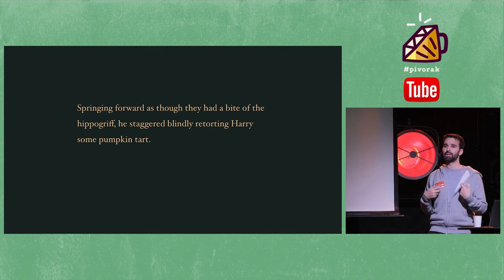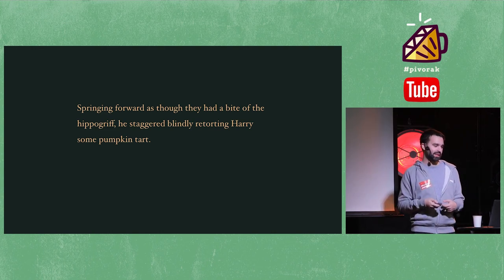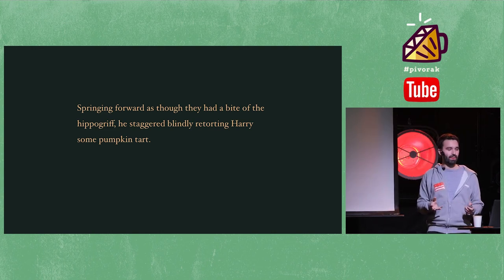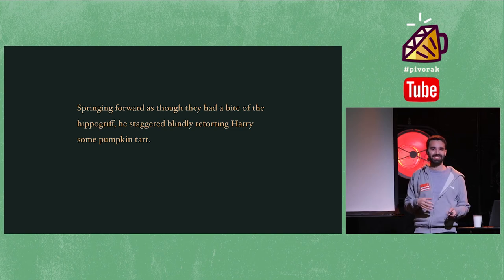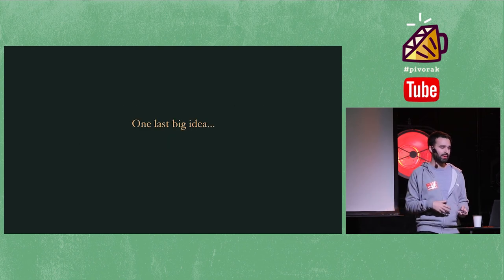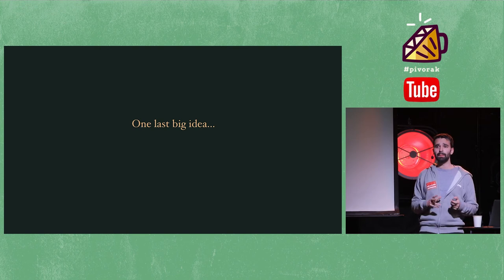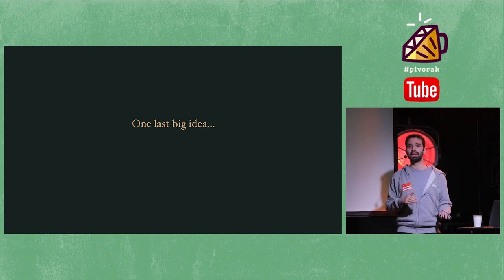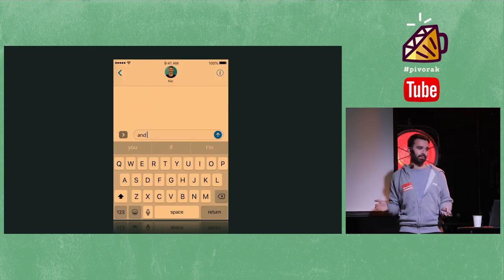And this gives us our most convincing story so far. "Springing forward as though they had a bite of the hippogriff, he staggered blindly, retorting Harry some pumpkin tart." So it's starting to get closer to a real Harry Potter story. Okay, so there's one last big idea that is going to make our story even better.